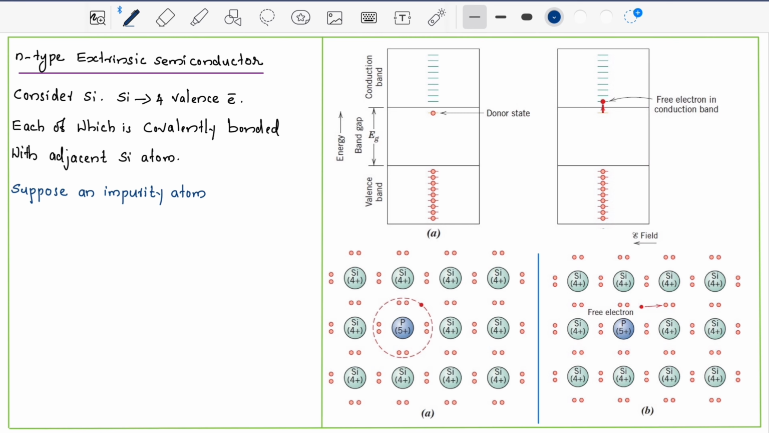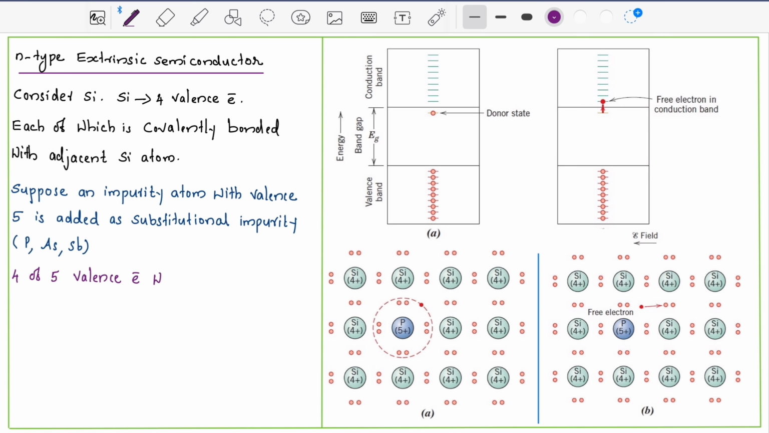Suppose you consider an impurity atom with valence 5 added as a substitutional impurity. It may be phosphorus, arsenic or antimony. Then what happens? Now four of the 5 valence electrons in the impurity atom will participate in covalent bonding. When four of the 5 valence electrons are participating in the bonding, it means there is one extra non-bonding electron.